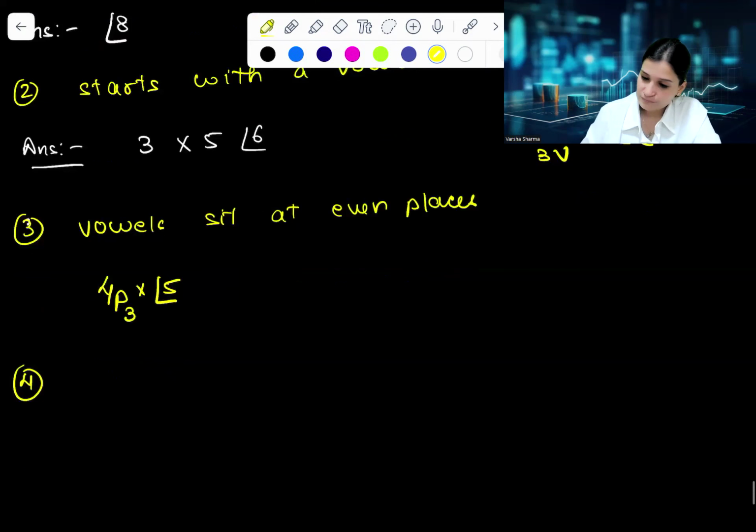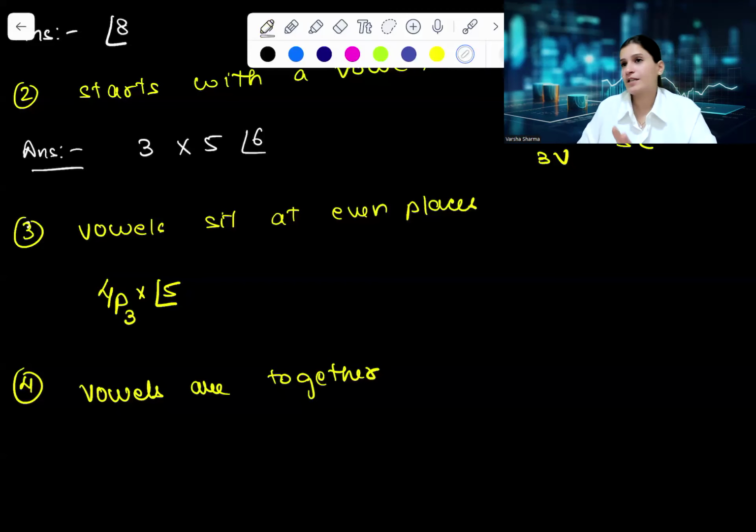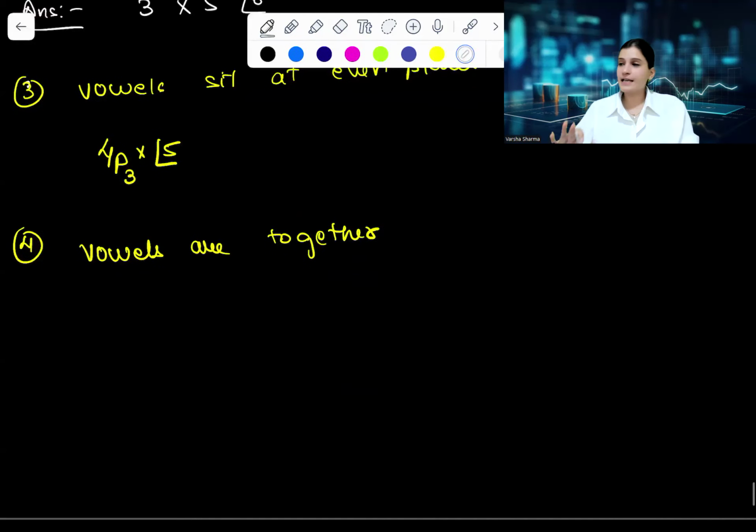Number 4. Vowels are together. Very important. Let's understand. There are two ways I'll explain. I usually like the second one. Vowels are together. That means I want A, E, and I to be together. Wherever they sit, they should sit together. Right? So I have a total of 8 positions.